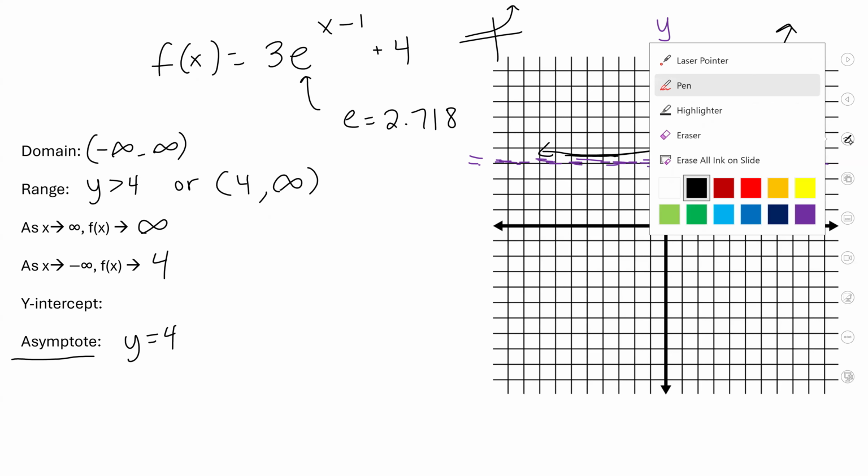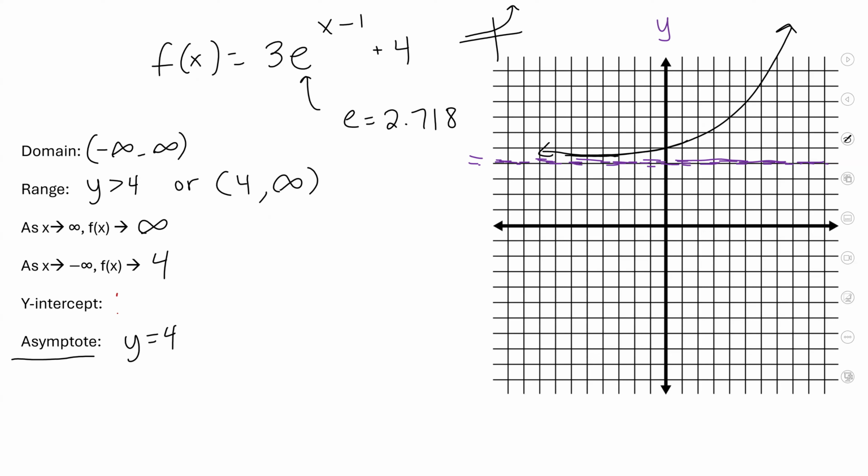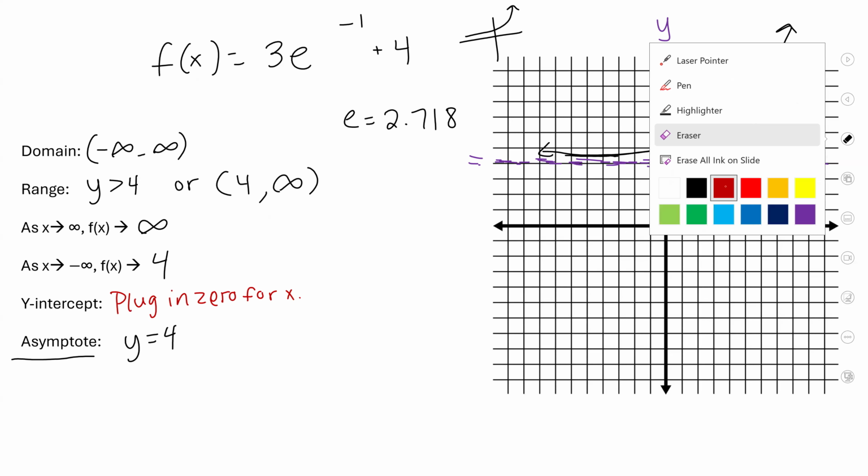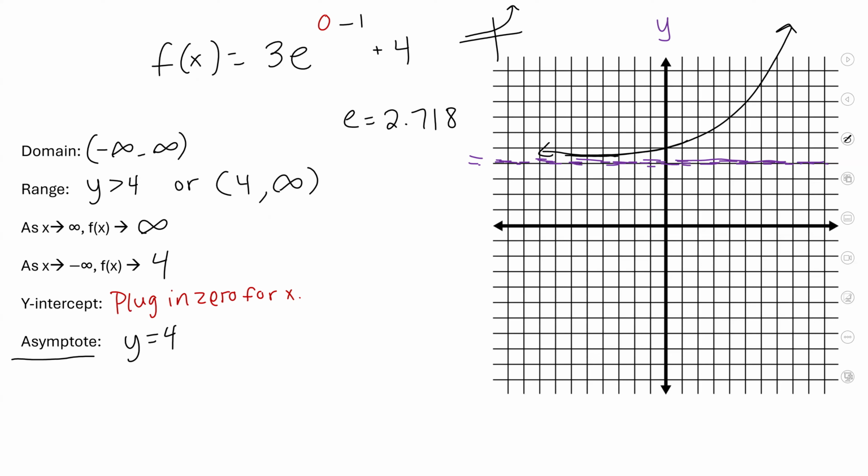Exactly. I plug in 0. I'm going to write that down. Plug in 0 for x to find the y-intercept. So guys, what I'm going to do is put a 0 right here for the x. Okay, so I'm going to help you guys calculate this. 0 minus 1 is negative 1.